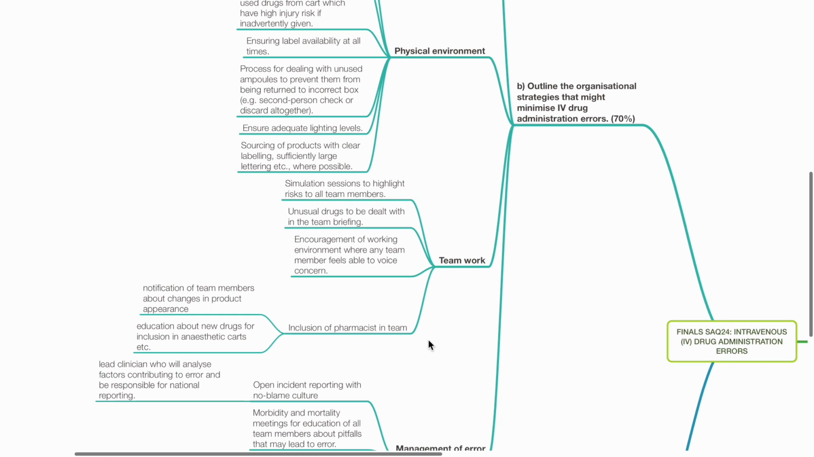Next is teamwork. Simulation sessions to highlight risks to all team members. Unusual drugs to be dealt with in the team briefing. Encouragement of a working environment where any team member feels able to voice concern. Inclusion of pharmacists in the team. Notification of team members about changes in product appearance. Education about new drugs for inclusion in anesthetic carts.